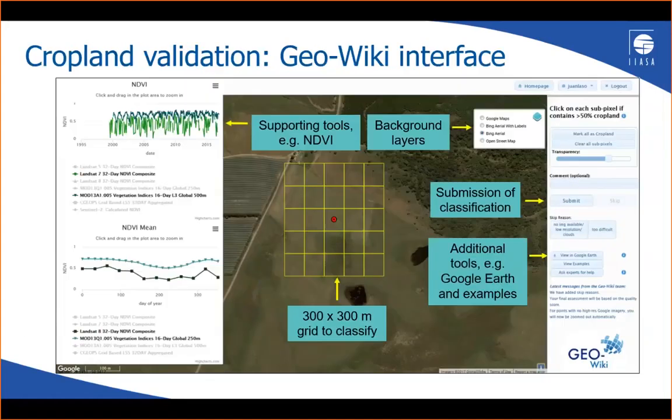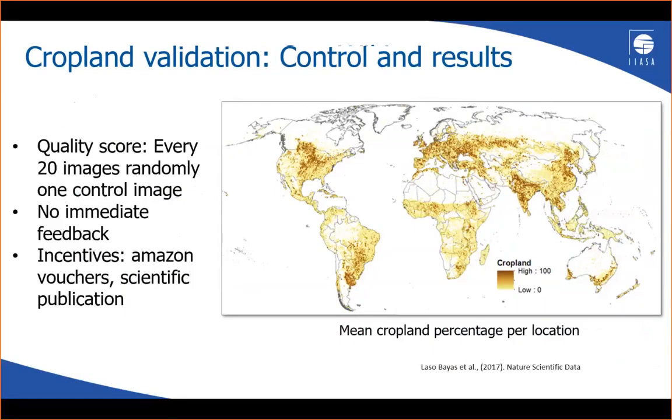For example, we have all these different tools, NDVI profiles, NDVI means, some guidelines we have, some transparency buttons, some kind of GIS which we have put online quite a while ago called GeoWiki. This is some results where we collected many hundreds of thousands of reference points on the existence of crops.